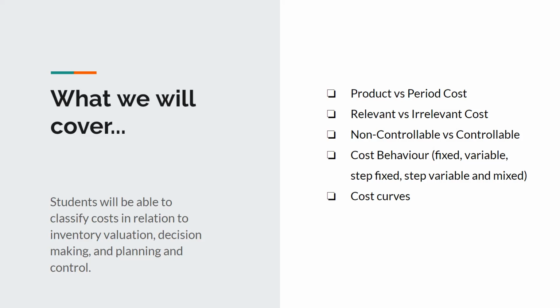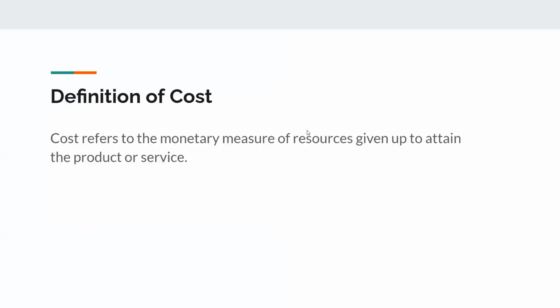They vary with levels of production. They can be step fixed, meaning that it's fixed within certain ranges or categories. It can be step variable, or mixed. So let's get into it.